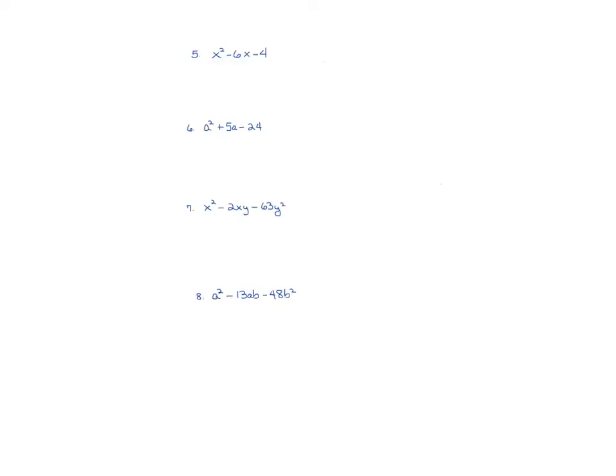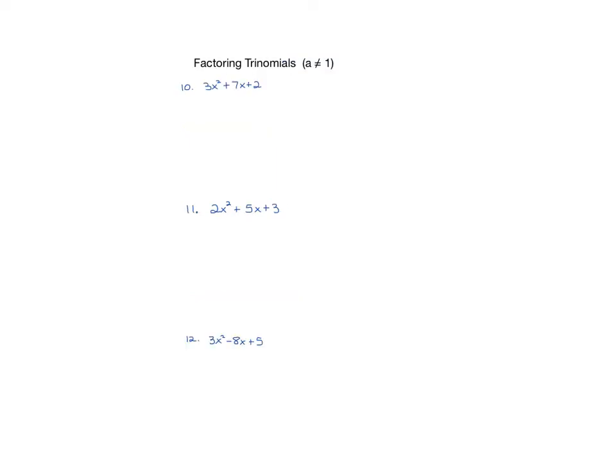So these were all the examples we did. If you missed any of the examples, there is a video on Canvas, on YouTube, that you can watch to see all of these worked out. All right, so here we go with the more challenging trinomials. And here we have a leading coefficient, or our A term, that's not a 1.